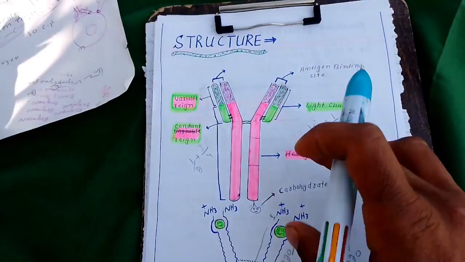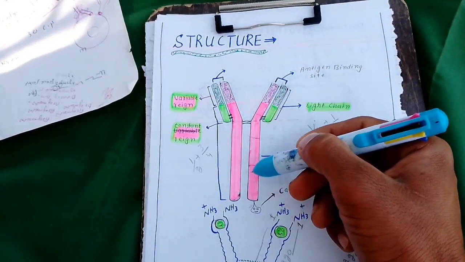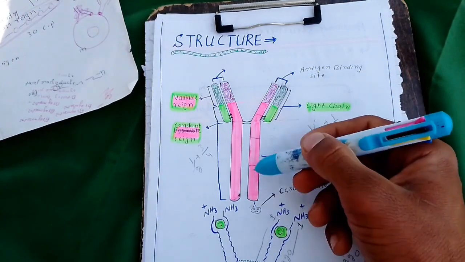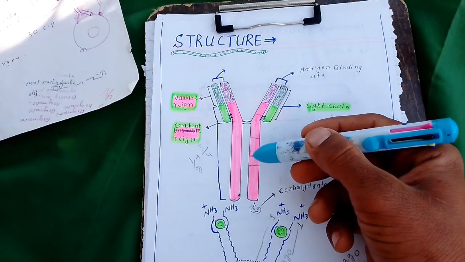So this is the antigen binding site. This is the cell binding site. This is the constant region. This is the Fc portion, the fragment. This is the complementary system fixation part.